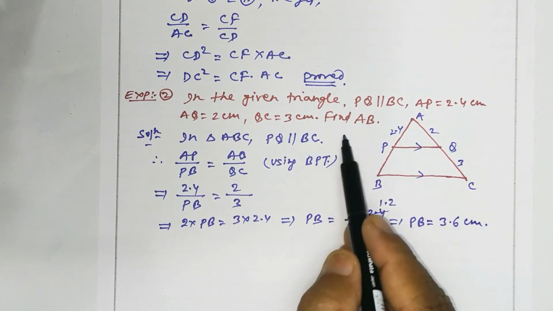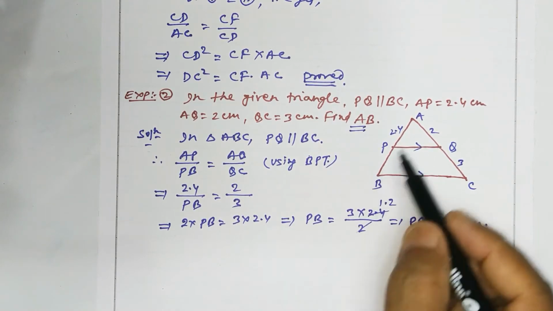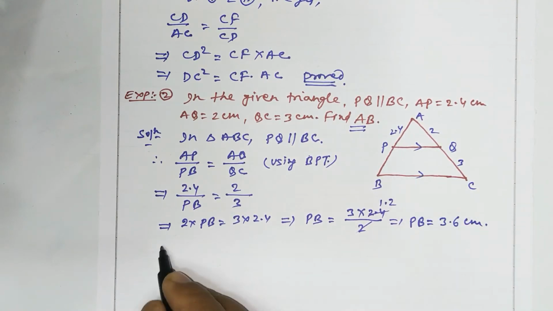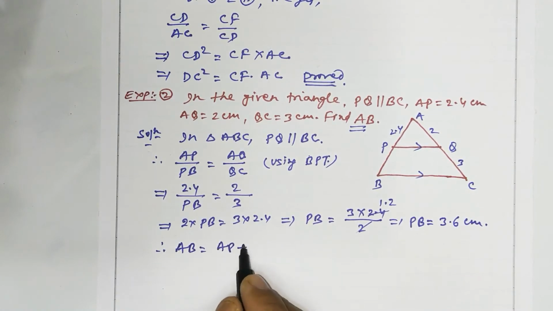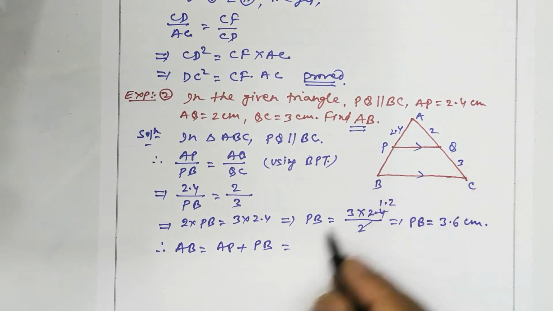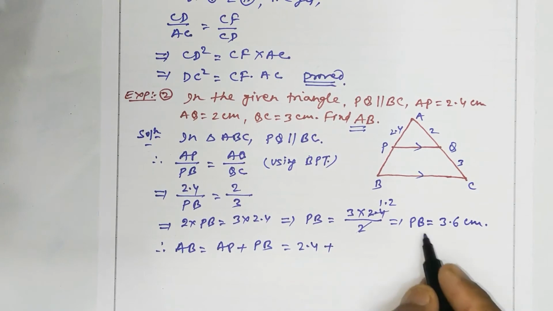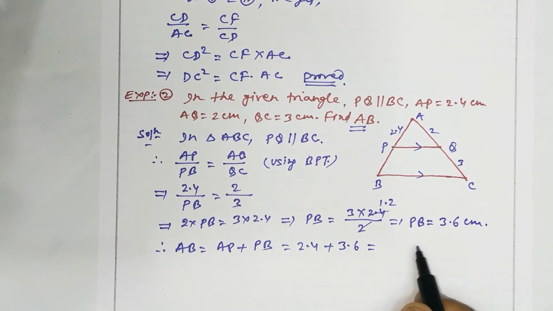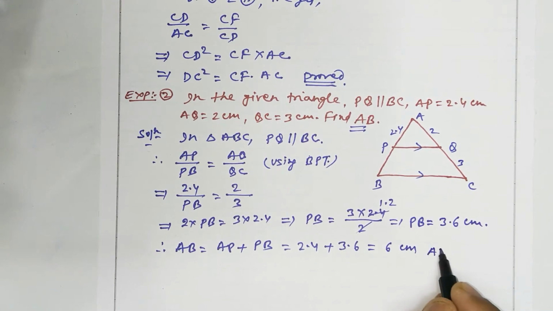So we get the value of PB here. What we need to find is AB. So we can clearly write AB equal to AP plus PB. AP is 2.4 plus PB we have got 3.6. So this will give you 6 centimeter. This is the answer. We have got the value of AB, right?